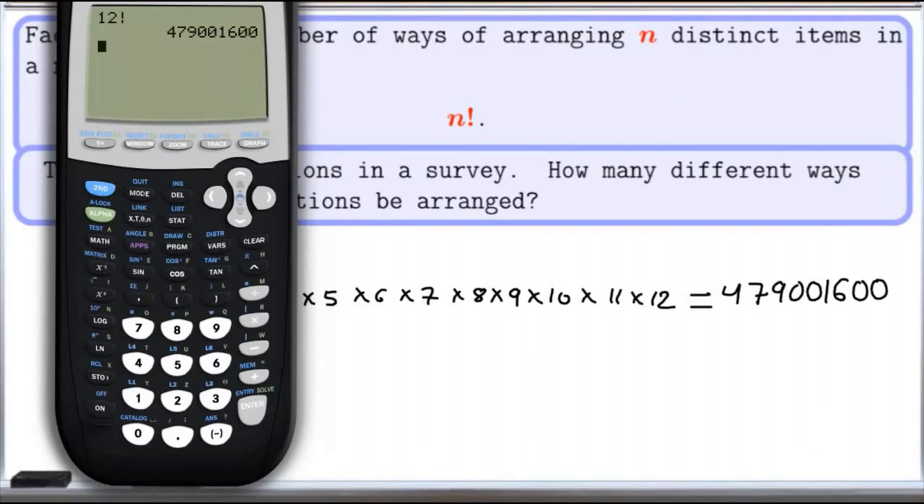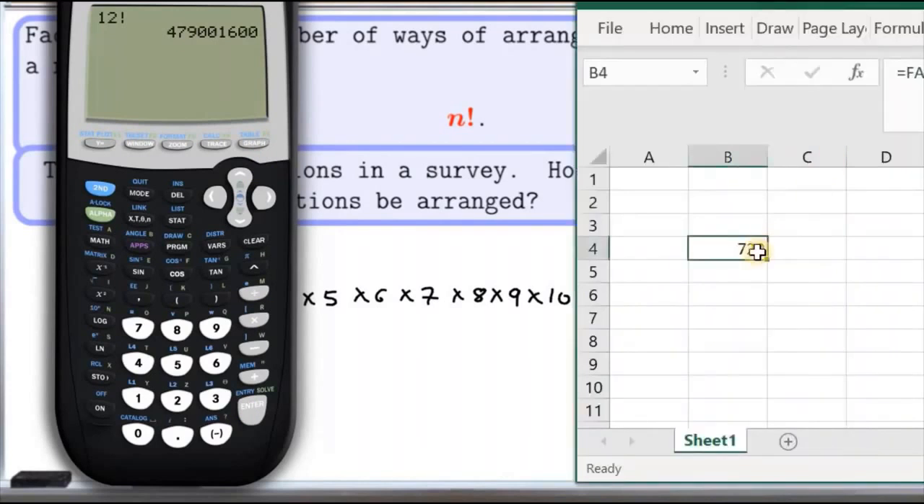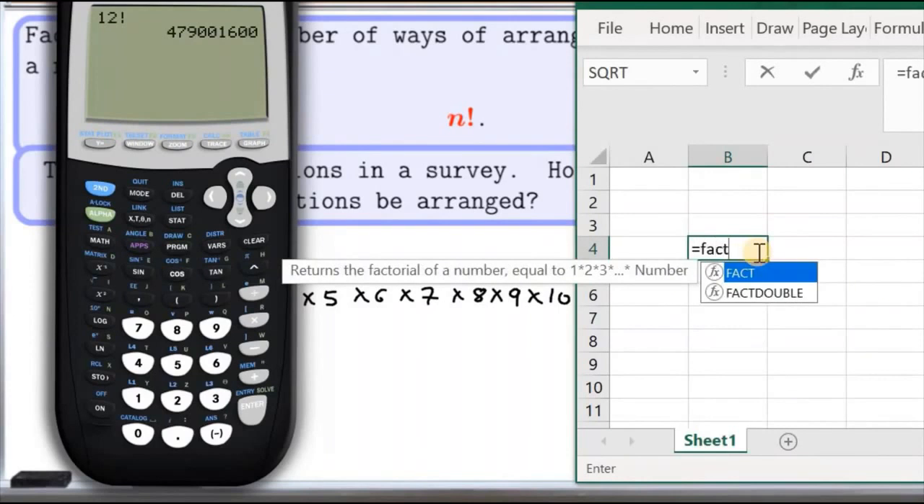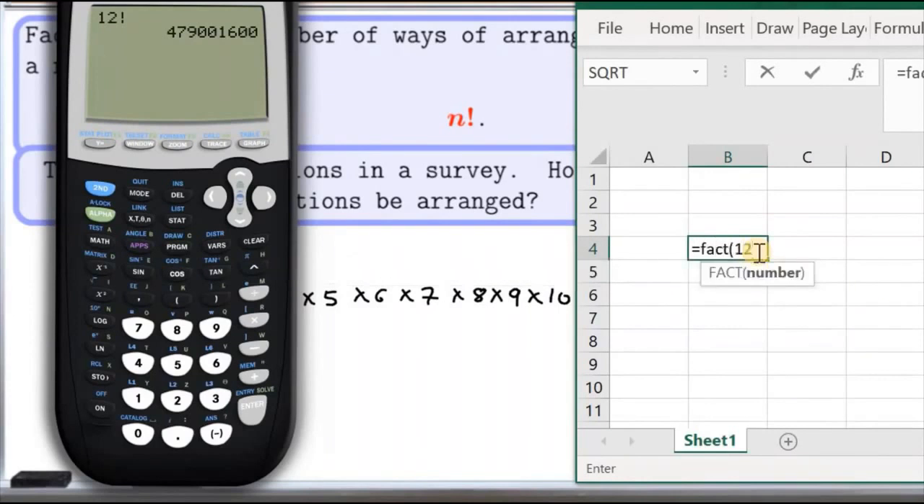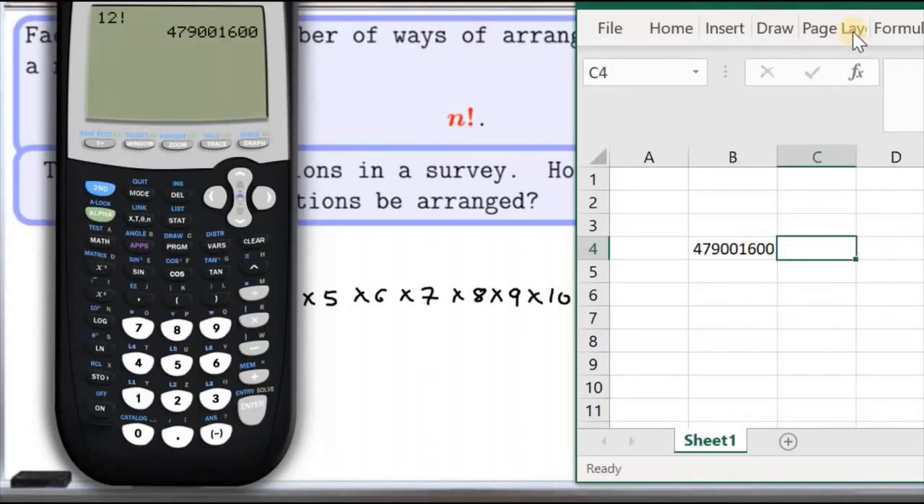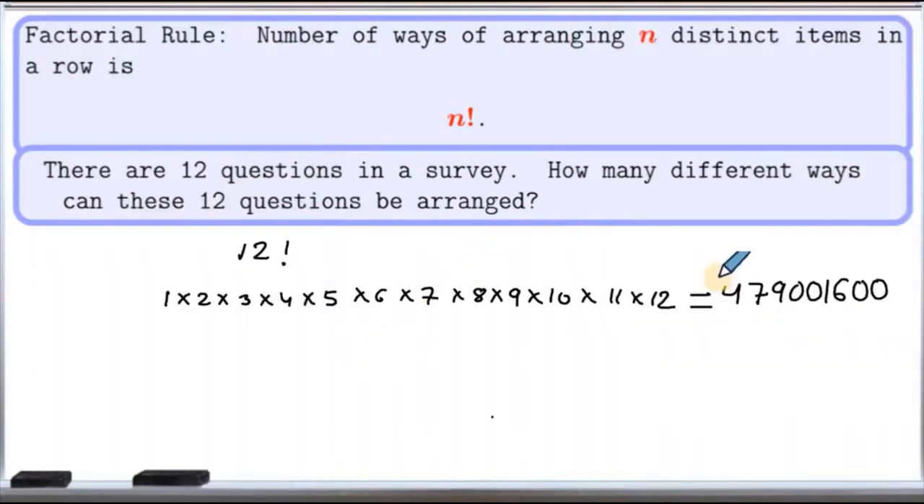So let me show you how to do this in Excel also. So type in equals, then type in FACT, then put parentheses. Since we are trying to find 12 factorial, type in 12, then close parentheses, then hit enter. Okay. So this is the 12 factorial. So these 12 questions can be arranged in this many ways.